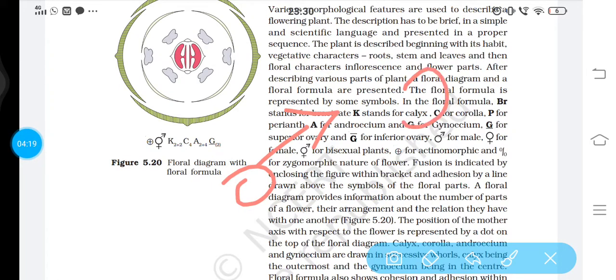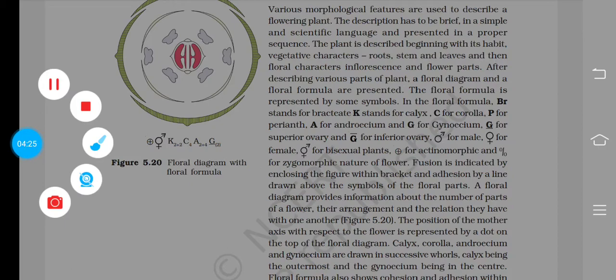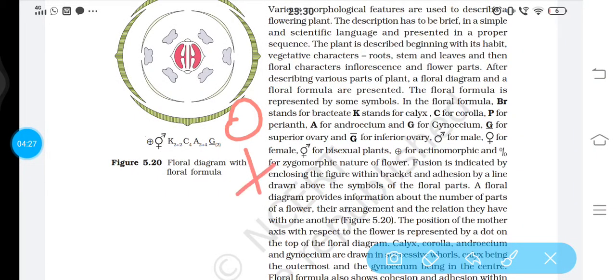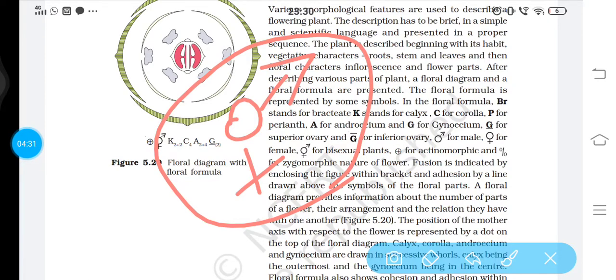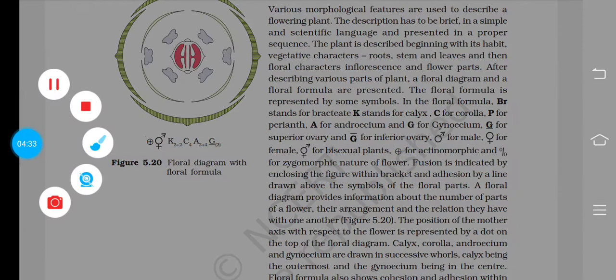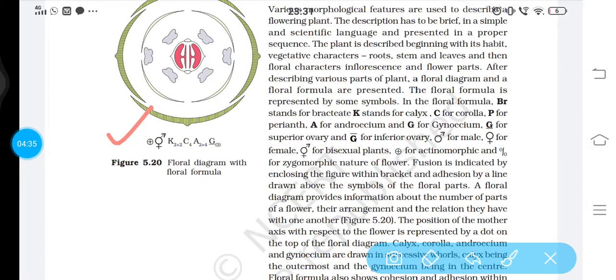While if the flower is having only female reproductive part, it is represented in this way. But if the flower has both male and female reproductive part, then it is represented with this bisexual condition formula. The same thing is depicted here. One more thing is there.